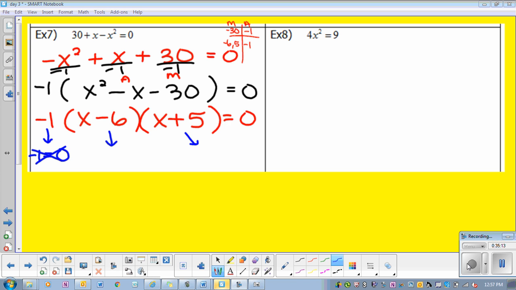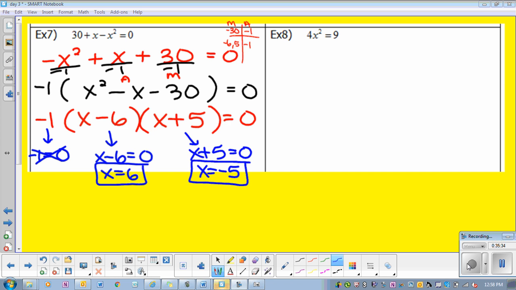As a number equal to 0, unless it's 0 equal to 0, throw it away, right? X minus 6 equals 0, so x equals what? And this one, x plus 5 equals 0, so x equals negative 5, thank you. So then in our solution set, we have x equals negative 5 and 6. Okay?